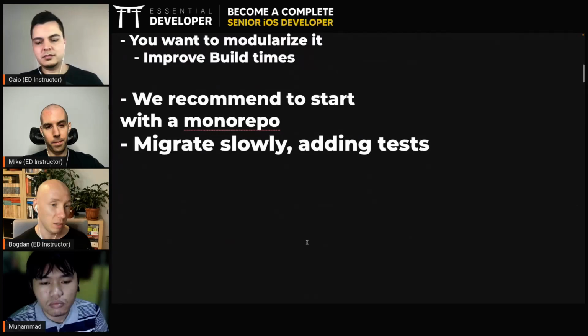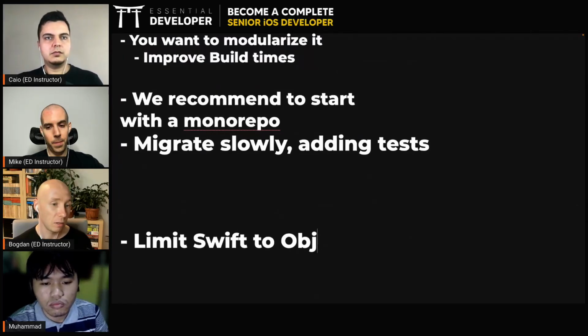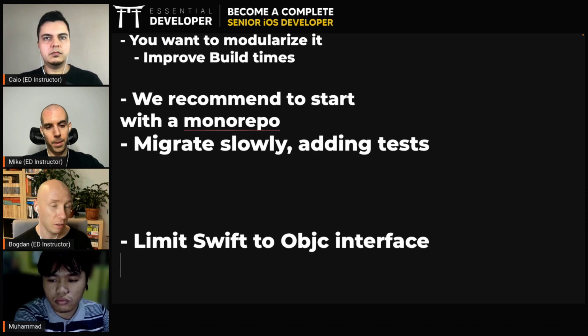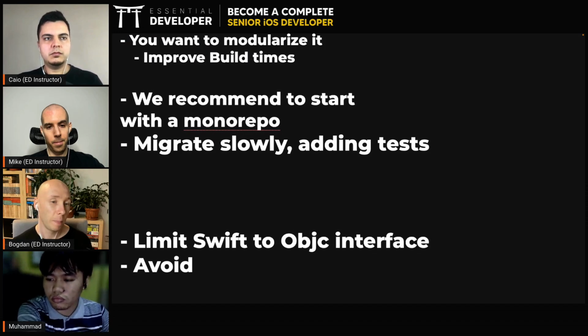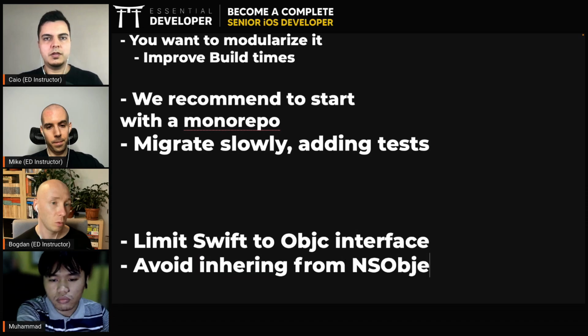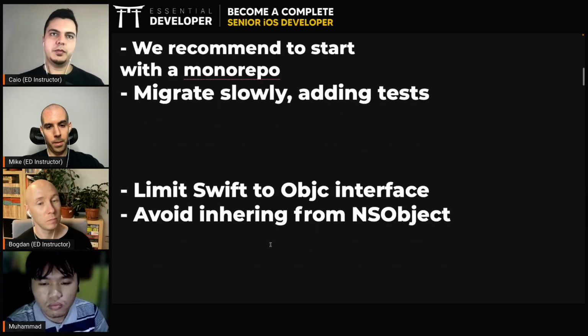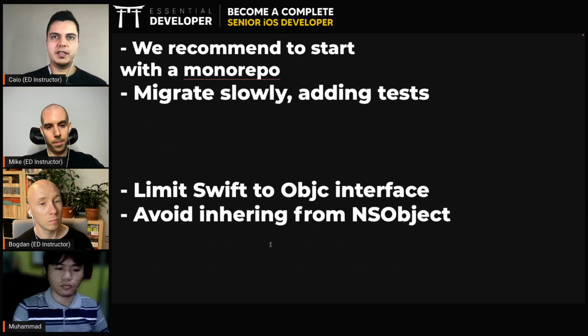Try to limit these. So only expose what you need. That's it. And the fewer you have, the faster the build would go. In the other direction, from Swift to Objective-C, we just write this down. So we need to limit, if you want to improve build times, the Swift to Objective-C interface.